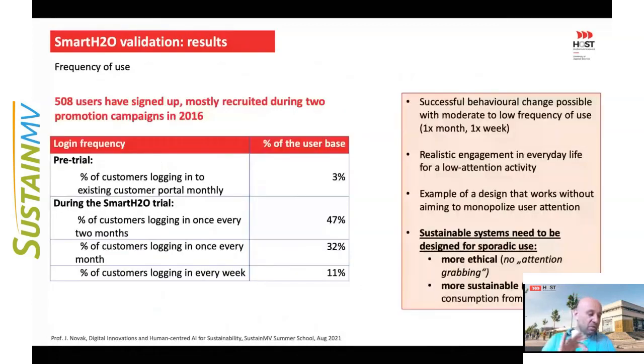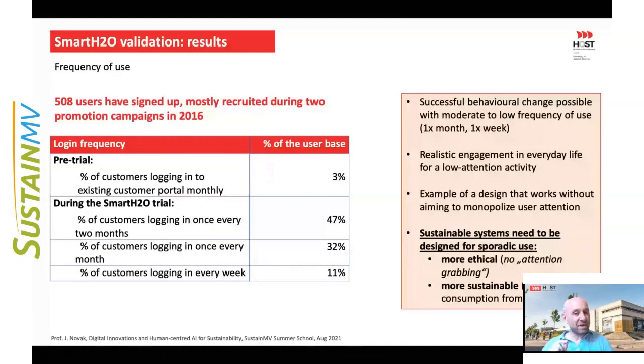And maybe one final point, because that's very important for all these types of systems, is that most of the users who used our system didn't use it very frequently. 47% logged in only once every 2 months, 30% logged in once every month, and only 10% logged in every week.